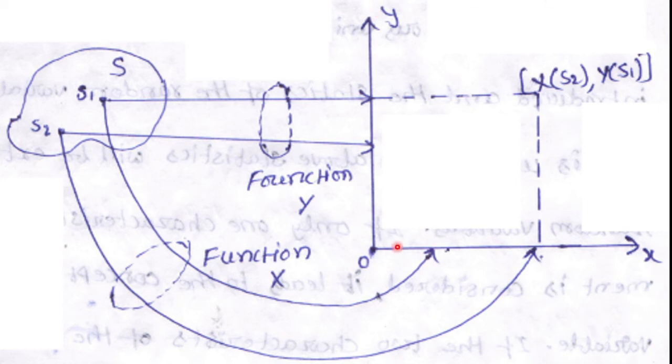This figure is the graphical representation of the mapping involved in going from the sample space capital S to the xy plane. This is the xy plane and this is the sample space. In that sample space, the sample points are S1 and S2.